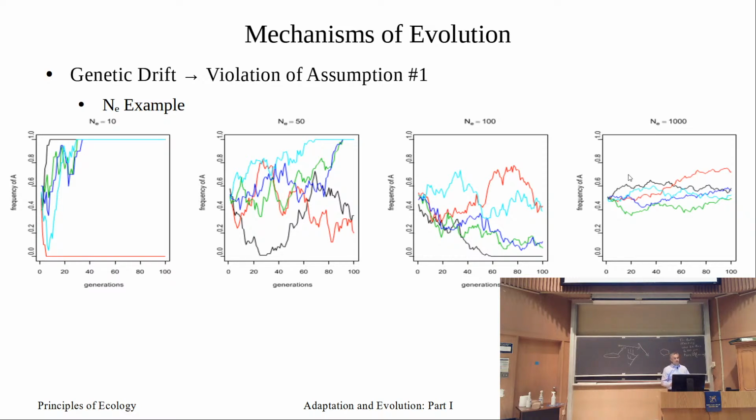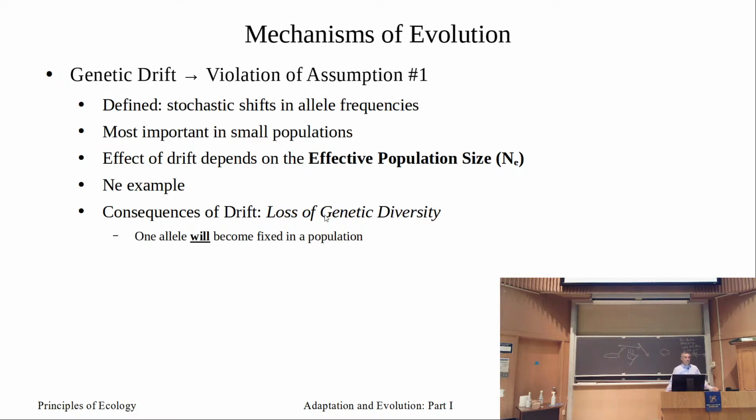All right? So if we have a small population size, we introduce randomness into our populations, and the consequence of it is a loss of diversity. Questions on drift?